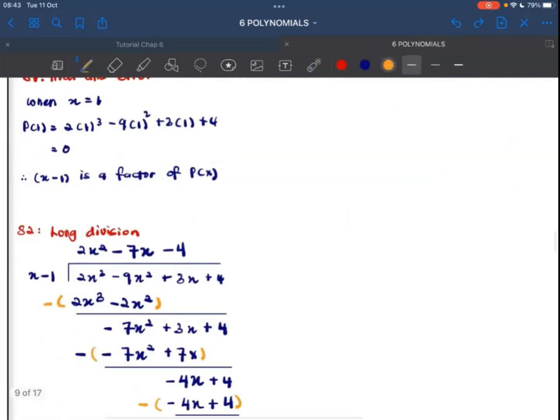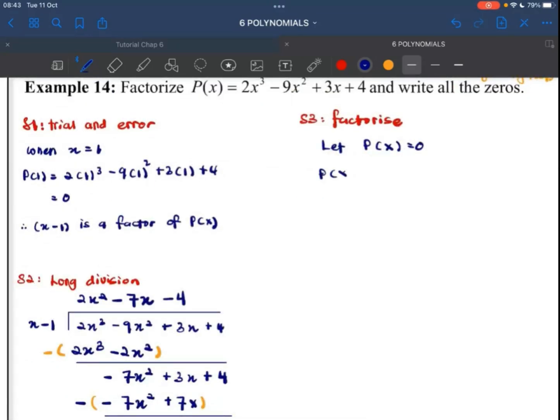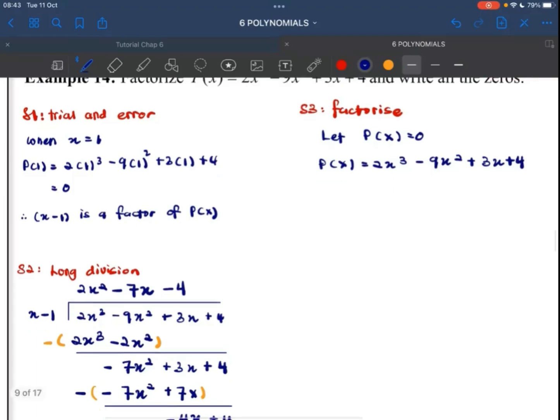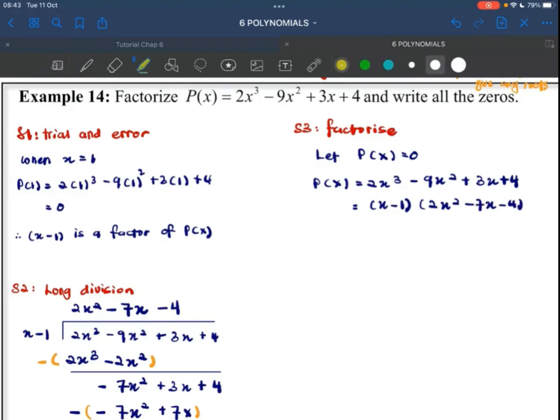Alright, so we have our long division and then we go to the last step, which is to factorize. To factorize, we must let P(x) equal to 0. Usually the question will tell you to let P(x) equal to 0. So what is our P(x)? P(x) equals 2x cube minus 9x square plus 3x plus 4. The first factor is from our trial and error, which is x minus 1. The other two factors come from our Q(x), so we have 2x square minus 7x minus 4. This comes from our long division. Now factorizing Q(x), we have 2x plus 1, x minus 4.